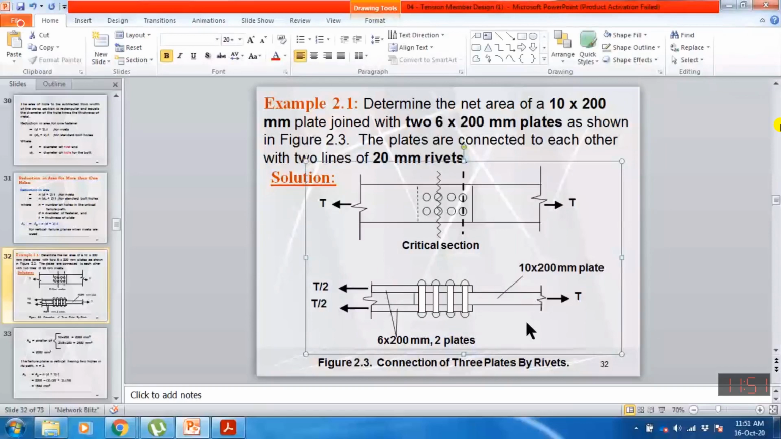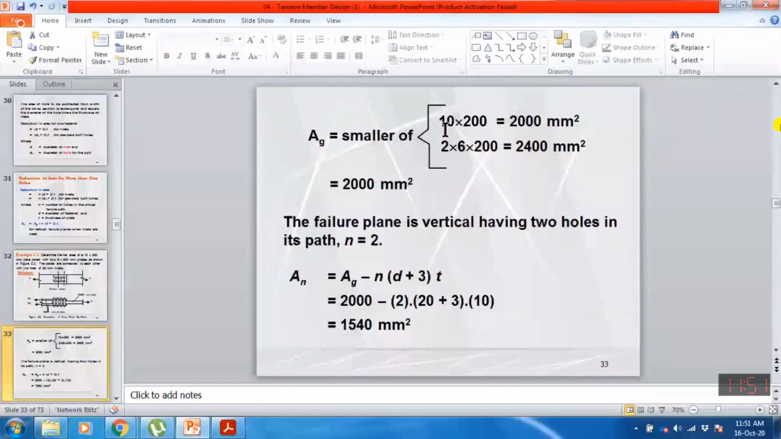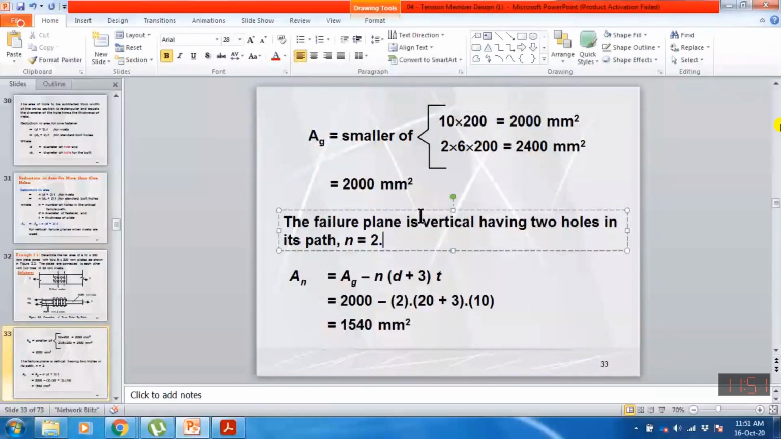So the gross area will be the smaller of the thicker plate area and the area of the two smaller plates, which is 2000, the cross section area of the thicker plate. Now the net area will be equal to gross area minus n into (d plus 3). We have to see what has been given. So we have to use a 20 mm rivet.